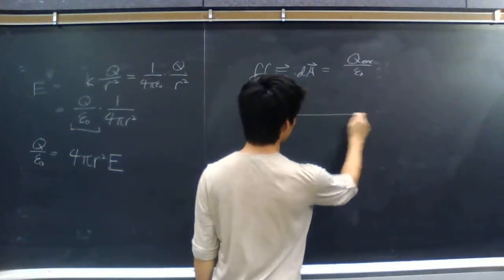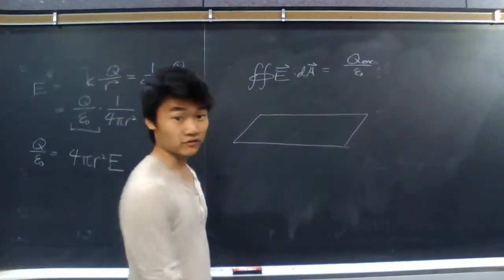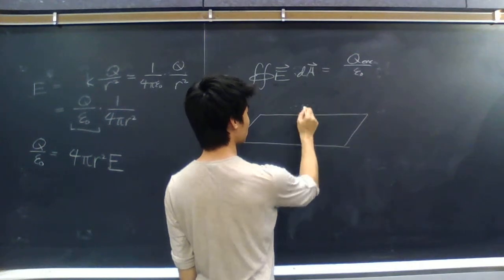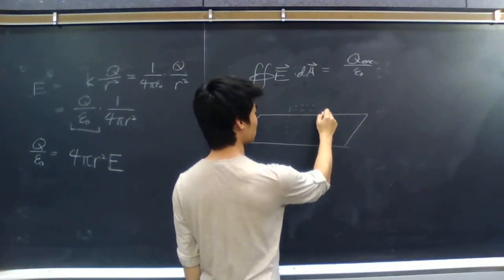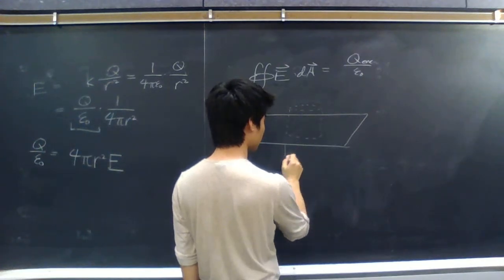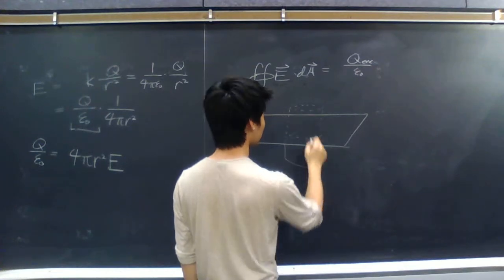We're going to say, here's my infinite plane of charge. And for my Gaussian surface, I'm going to choose a cylinder. And it intersects the plane right here, and then it comes out of the plane.